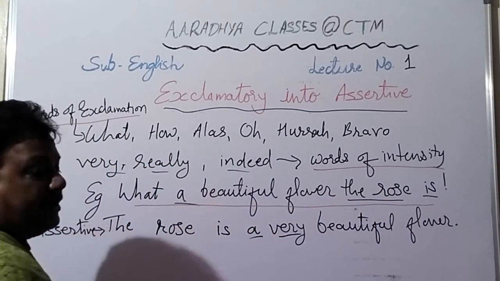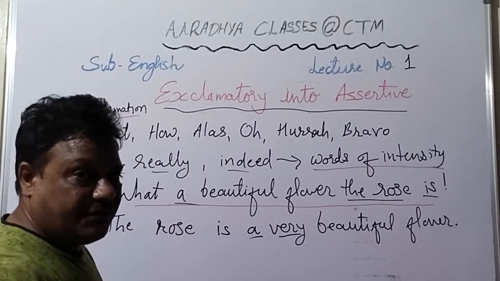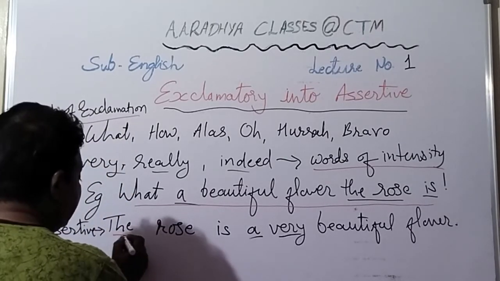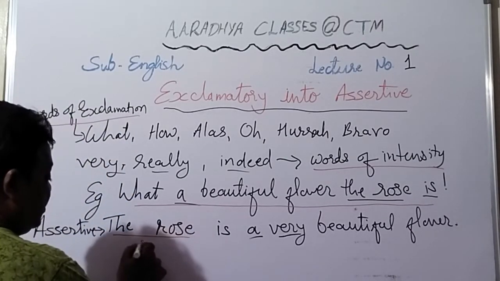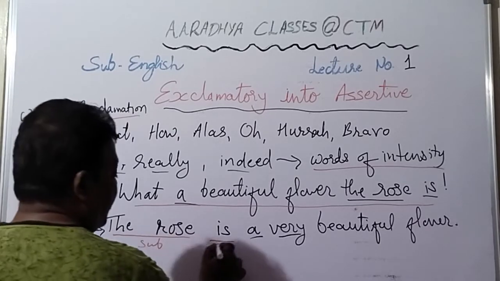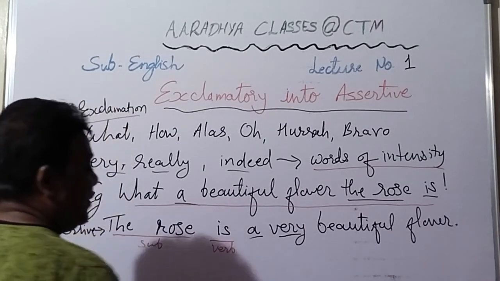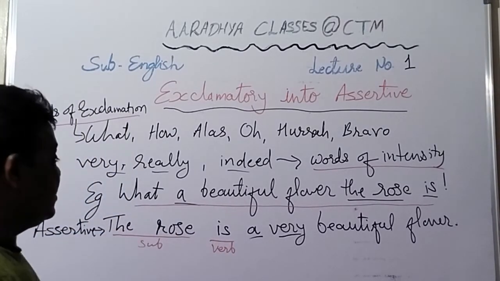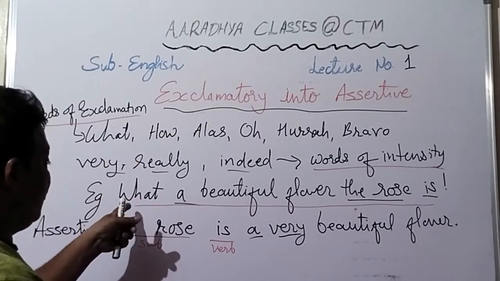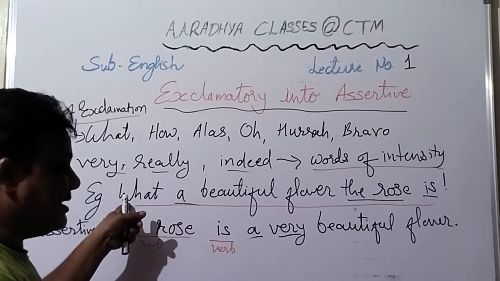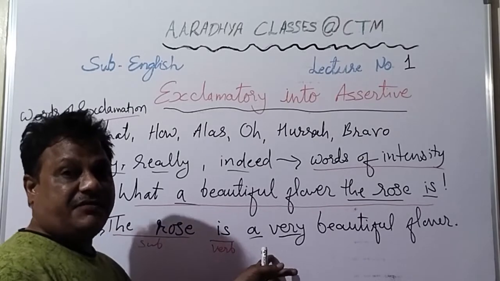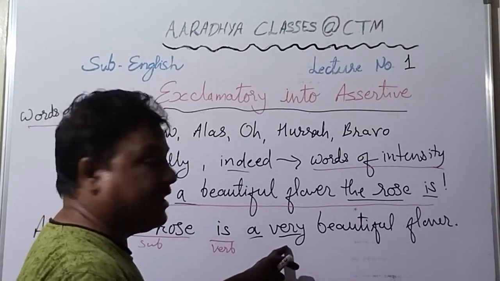Now when you convert it into assertive, as I told you, an assertive sentence begins with the subject. So here is your subject, then you have the verb. Okay, then students, already we have removed the word what from that sentence. So here we are adding the word of intensity, that is very.